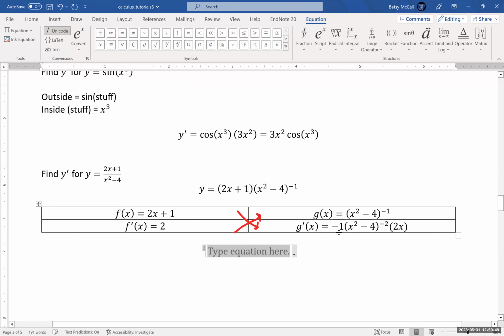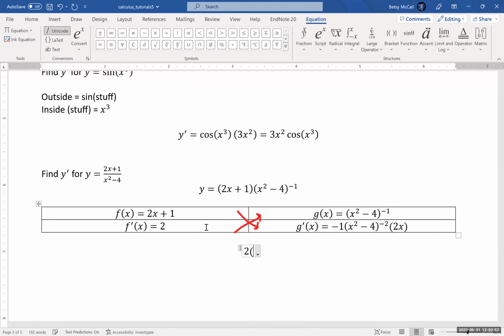So we can go 2 times x squared minus 4 to the negative 1. And then because we're multiplying here, minus, so that's our minus right there, 2x plus 1 times x squared minus 4 to the negative 2 times 2x.